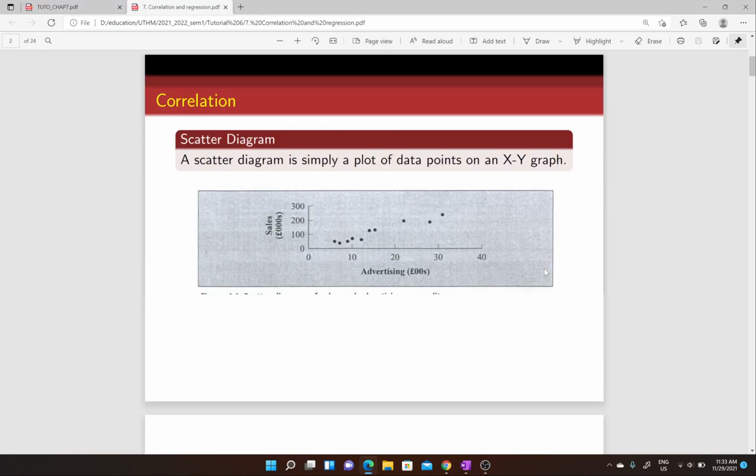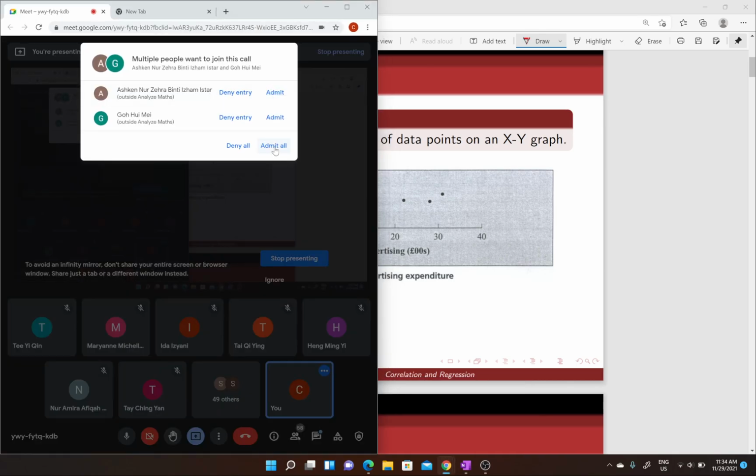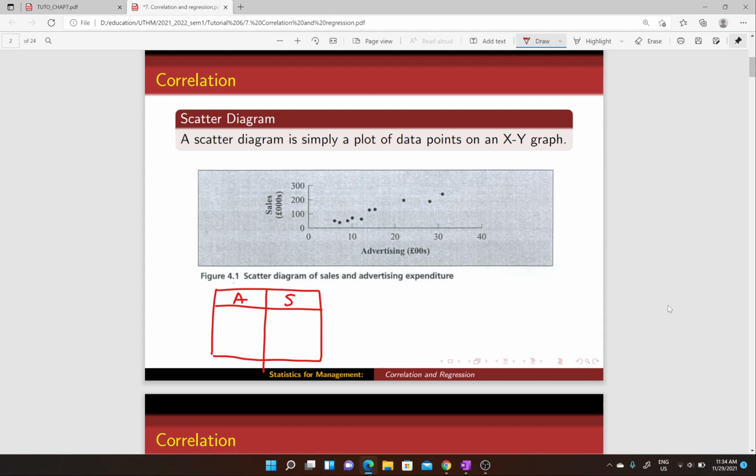Okay, correlation and regression. Let's say you have two variables. One is advertising, and another one is sales. So you have two variables, and let's say you have a table there with advertising and sales. When you plot, let's say advertising is your x axis and sales is your y axis, you will get something like this. Okay, this is called a scatter diagram.